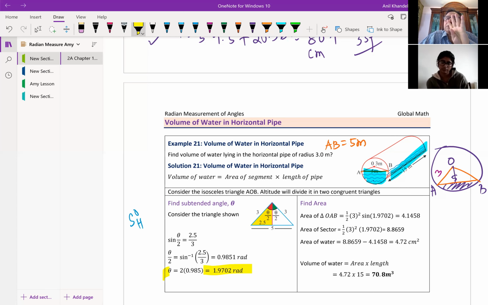Always use 4 decimal places for your angles. Otherwise, you will not get the correct answer to 3 significant figures. Never round early is what you say.